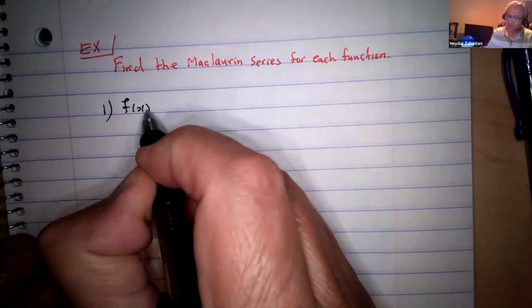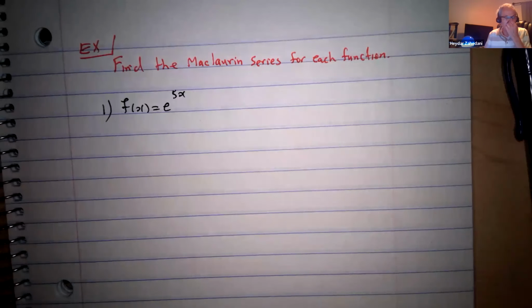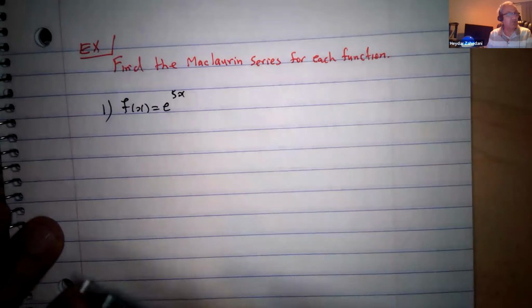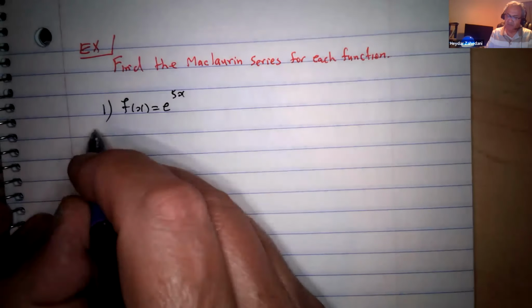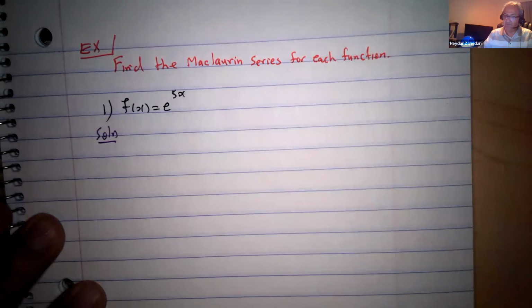f of x equal to e to the 5x. Okay, so what you're going to do is you go with the e to the x first, because e to the x is easy and we accept it. And then you change the x into the 5x. That's it. Don't try to find the derivatives. It can be done by direct derivatives, but it takes time.